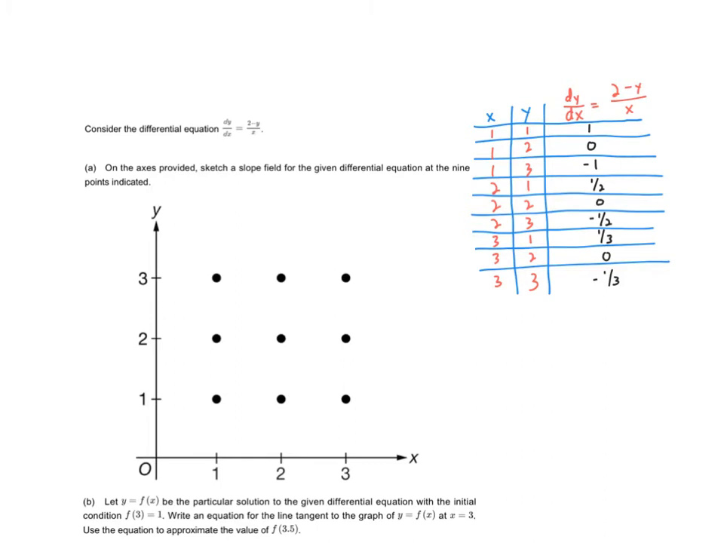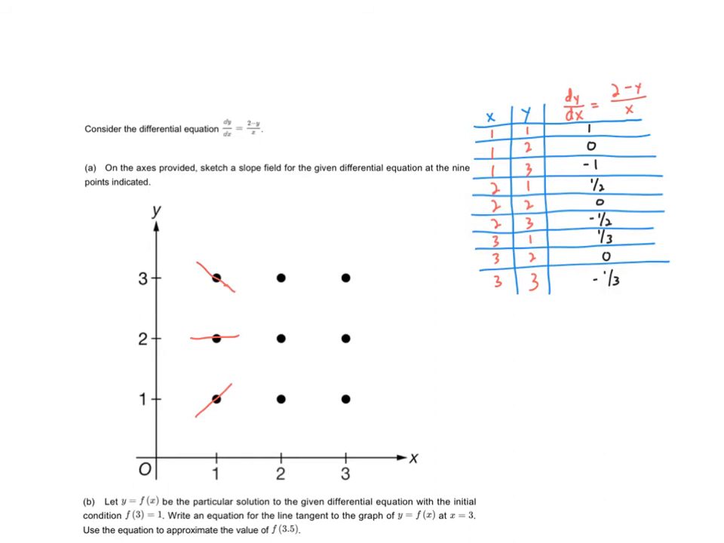I'm going to come back here, so at the point (1, 1), we'll draw a line segment that has a slope of 1. So just something like that. At (1, 2), we'll draw a line segment that has a slope of 0. It'll look like that. And then at (1, 3), make a little line segment that has a slope of negative 1. That. And just estimate, it doesn't have to be perfect.